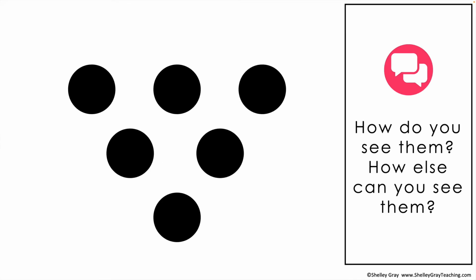Okay, how many did you see there? So again, we saw 6, but this time we saw them in a different arrangement. One student might see a V with 5 and then 1 in the middle. Maybe another student sees a triangle with 3 here at the bottom and then a line of 3 at the top. So again, math is flexible. There's many ways to see this, many ways to compose or decompose the number 6.